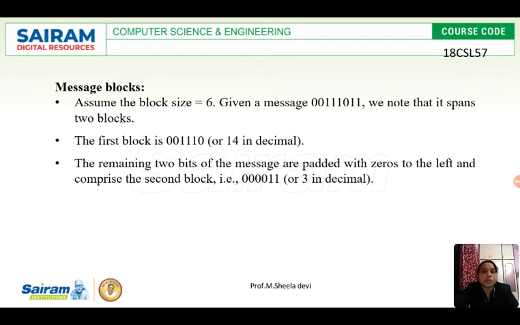Here we said the block size is 6, but we have data whose size is more than 6, that is 8. So we have to convert it into 2 blocks. The first block consists of 0 0 1 1 1 0, and the second block will contain 1 1. Okay, there are 2 blocks with these bits.